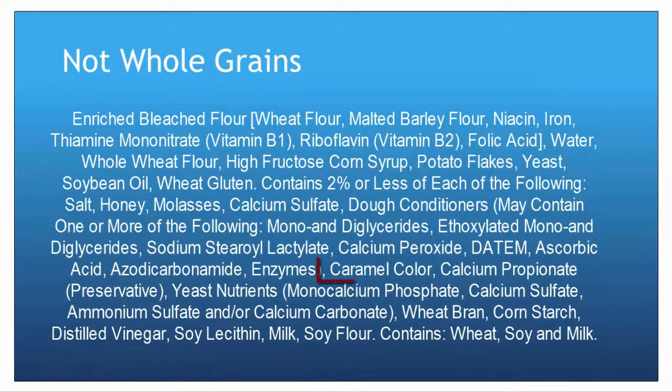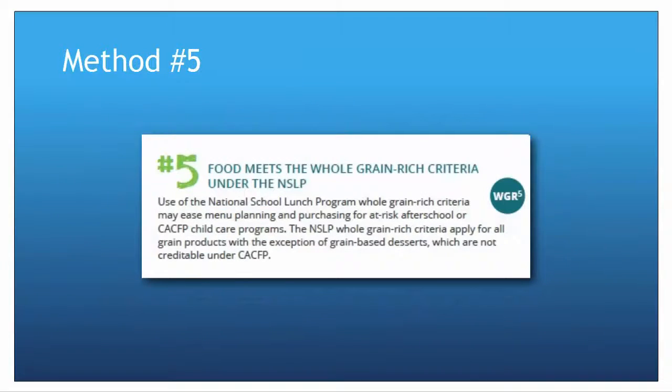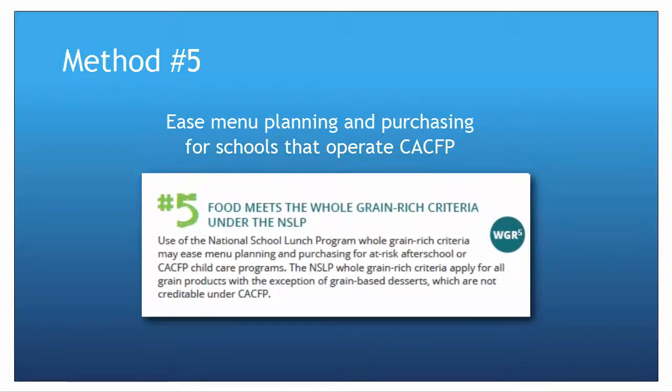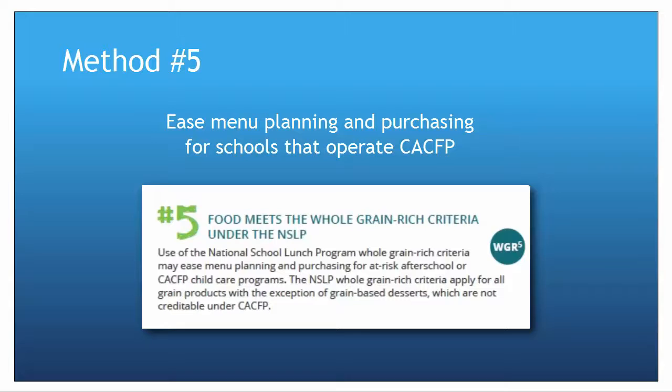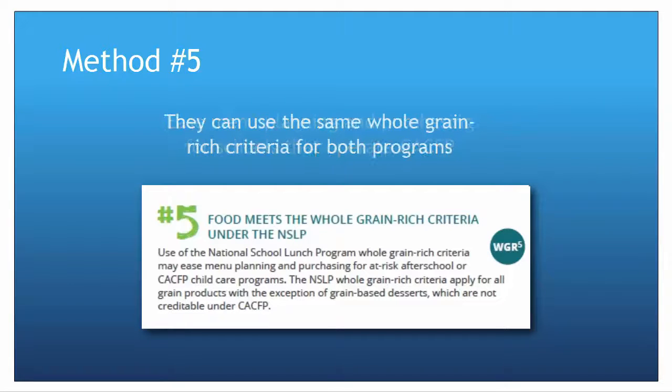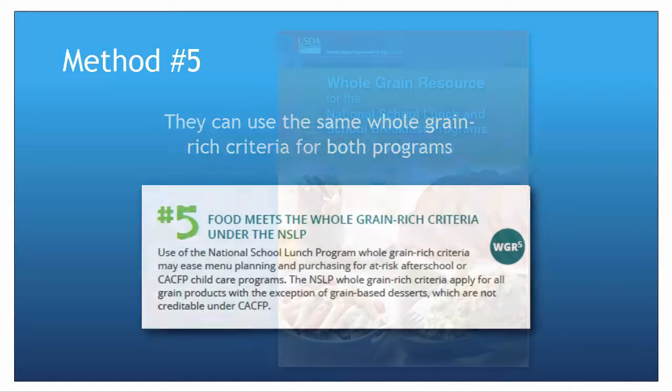Food coloring may be added to make a food appear to contain whole grain when it contains little or none. Method 5. The food meets the whole grain rich criteria under the National School Lunch Program, or NSLP. Use of the NSLP whole grain rich criteria may ease menu planning and purchasing for schools that operate CACFP at-risk after-school programs or CACFP child care programs, as they can use the same whole grain rich criteria for both programs.